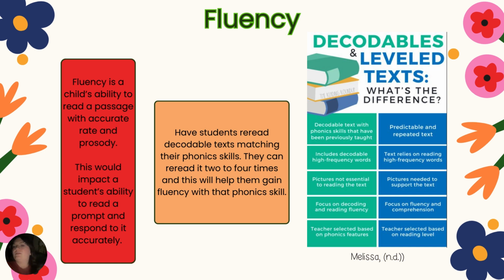For fluency, a student should be able to read words quickly without sounding them out around the end of second or beginning of third grade and with correct expression. Not being able to read accurately will impact a student's ability to understand the structure of a paragraph and be able to read and respond to a prompt. Decodable readers that follow their phonics skills that they're learning in class will be helpful to students struggling with fluency.